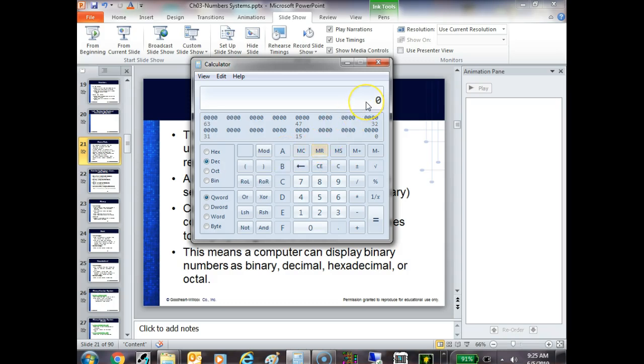Is that on mine? No. Yeah, if you got Windows, it's on yours. No.